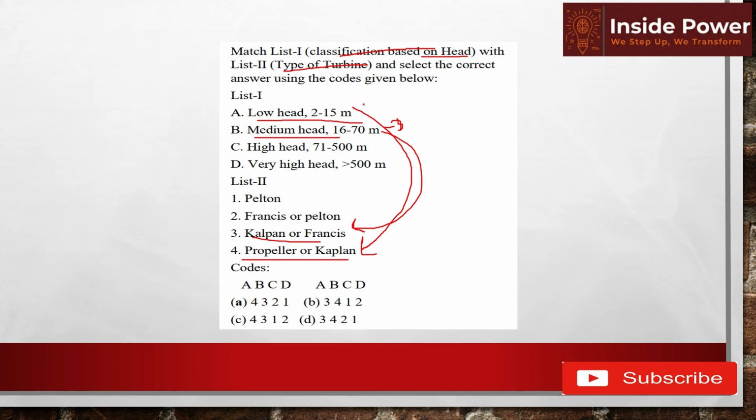A is related to 4. Now high head, 71 to 500, is associated with Francis and Pelton. Very high head is Pelton. So 4 3, this is 2, and very high head is 1. So 4 3 2 1. Yes, so option A is 4 3 2 1.